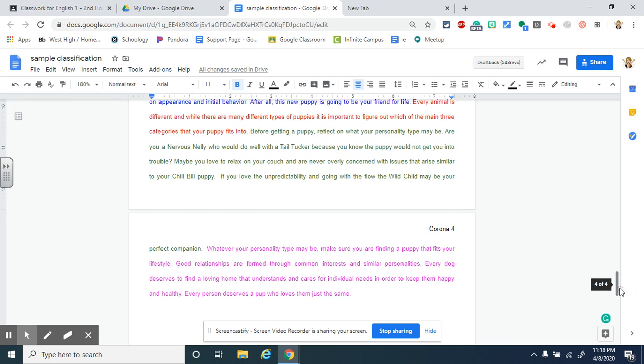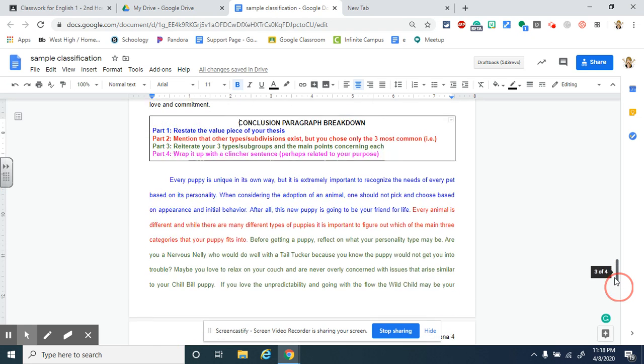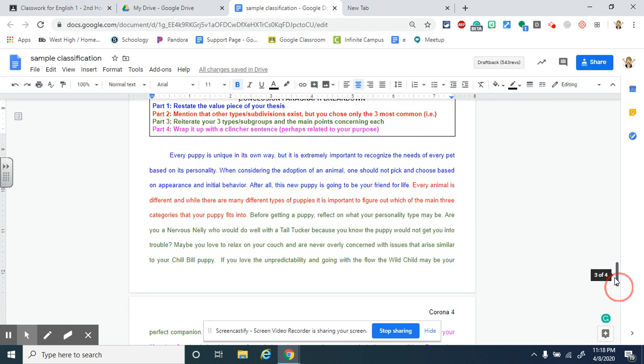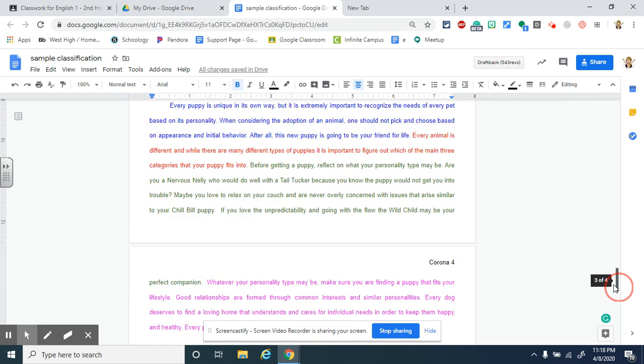So again, I don't write about dogs, but this student re-explained the three different types of dogs that they have encountered in their essay. And then wrap it up with a clincher.